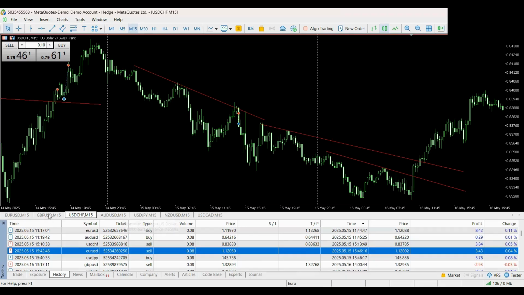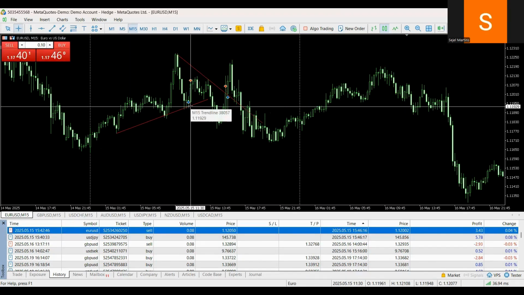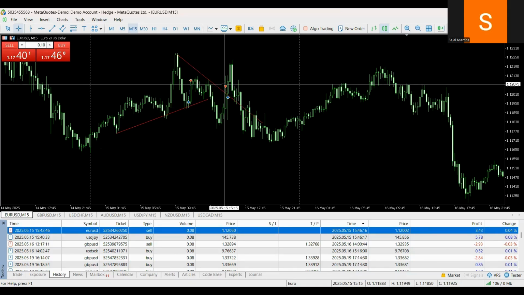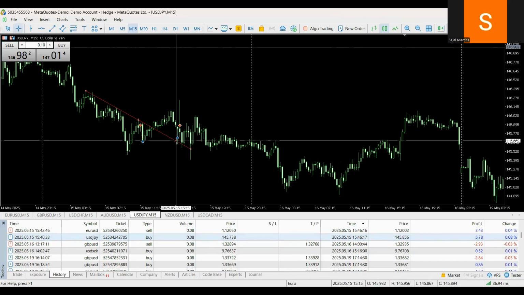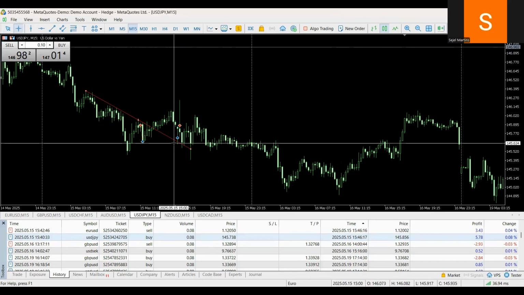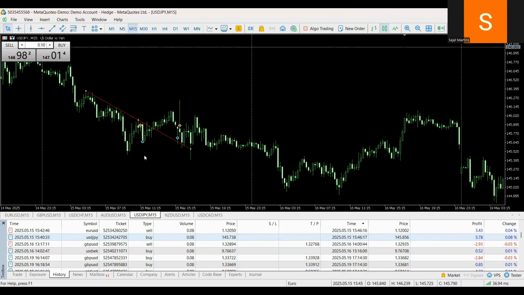Let's go to Euro USD. The trend line was over here, and there was a support building up over here. We took a buy, and we closed it over here. And then the next trade was on USD JPY. This was another bias of mine, the resistance turning into a support. I took a buy, and I closed it over here.